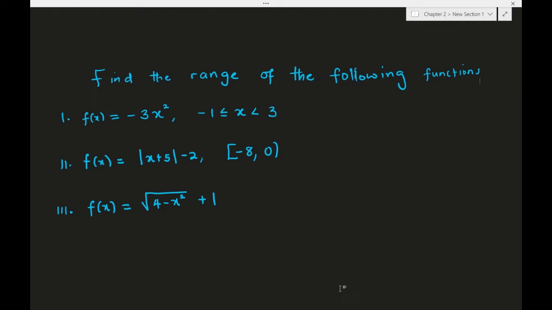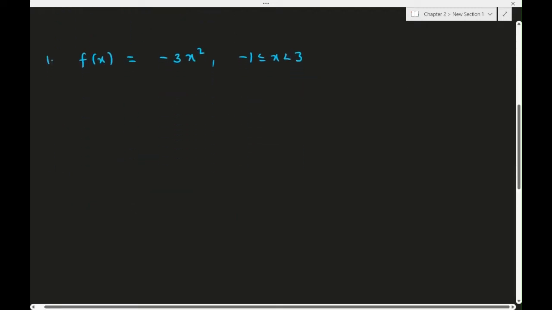So we have three questions here. f of x is equal to minus 3x squared, where x is restricted between minus 1 and 3. And the second question is the absolute value of x plus 5, minus 2. We have a restricted domain of minus 8 to 0. But in the third problem, you see that the domain is not given. So we need to find the domain first. All right, let's start with number one.